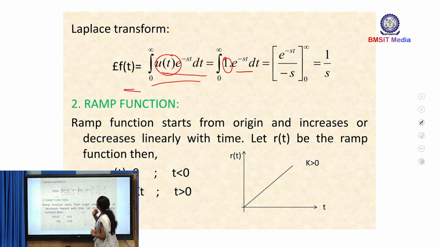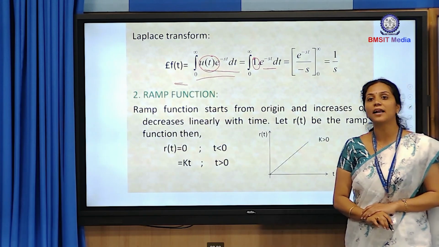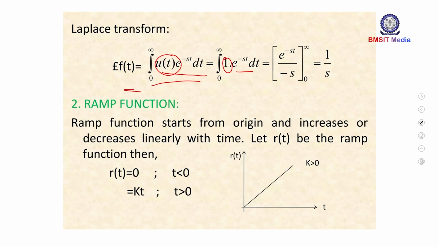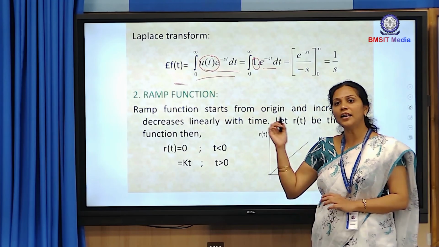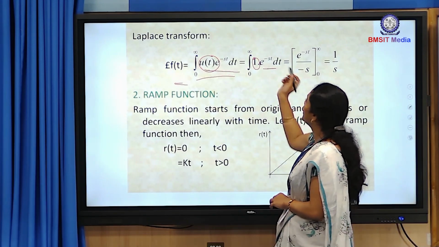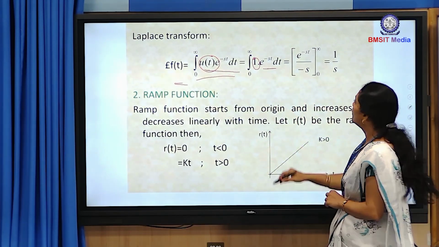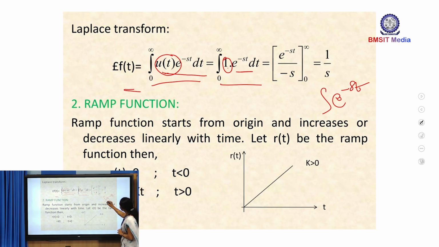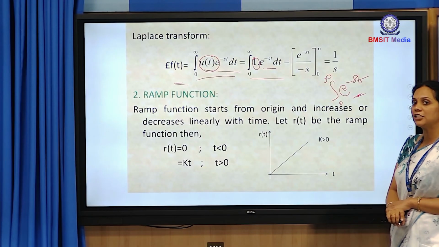Why am I writing this e to the power of minus st into dt? Because I told that the waveform is said to be exponential. I did not consider the waveform which is oscillatory in nature. Here I considered the waveform which is exponential in nature. Therefore, 1 into e to the power of minus st into dt. Now let us perform the integration of this. Now I just need to perform the integration with respect to e to the power of minus st. What is the integration of e to the power of x?